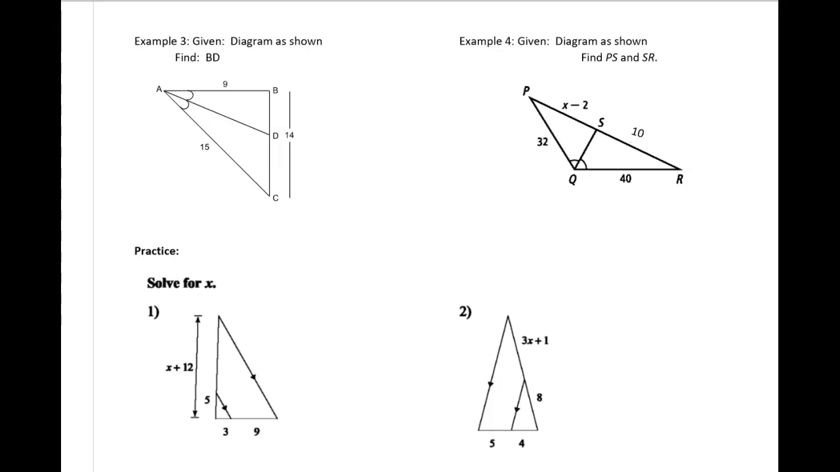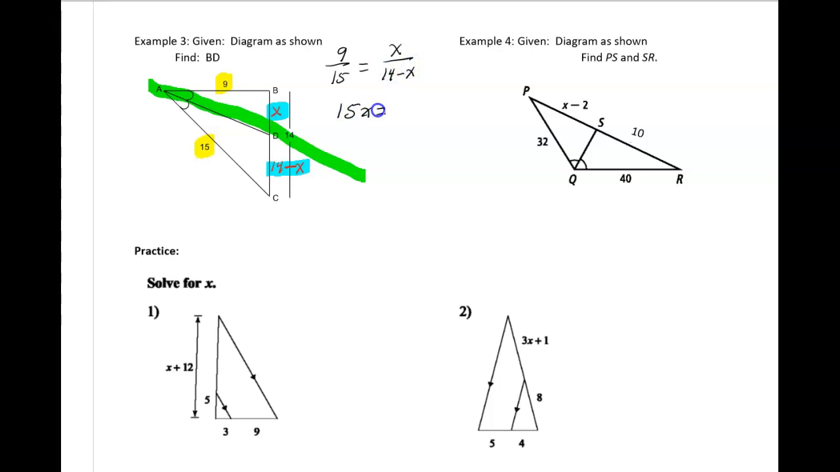For example 3 and 4 on page 30, notice on example 3 the angles are marked as angle bisectors. So again, this is the fraction bar. In this particular problem, let's call BD x, and then DC you can label as 14 minus x. And at this point, you can set up the fraction. So you can say 9 over 15, that I highlighted in yellow, is equal to x over 14 minus x. So the proportion for number 3 is 9 over 15 is equal to x over 14 minus x.